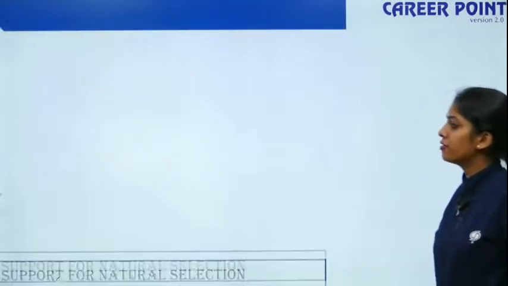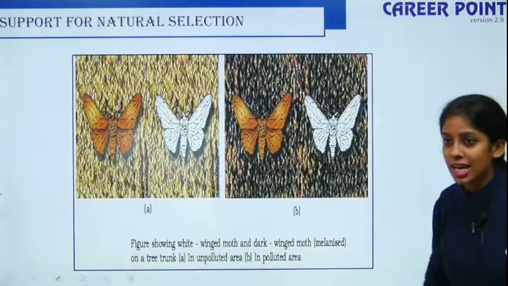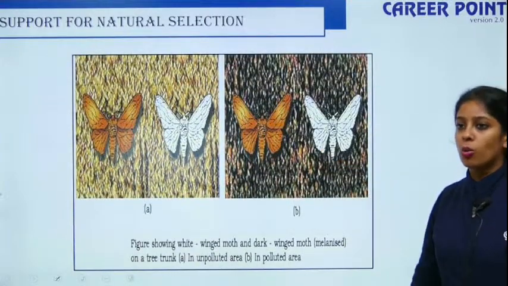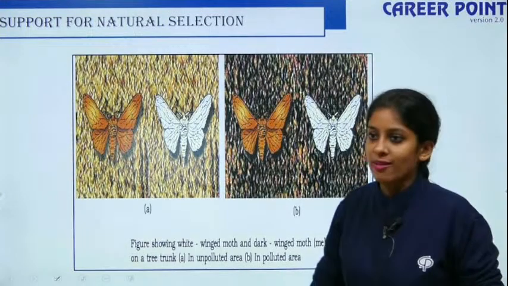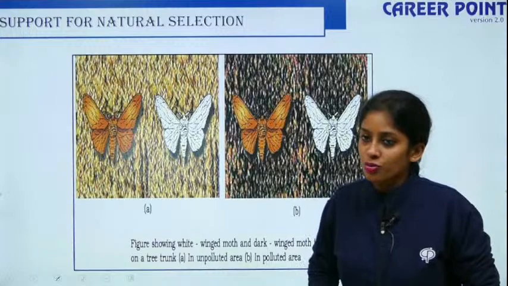Tomorrow I will talk about your support for natural selection, that is the white-winged moth and the brown-winged moth, which we will continue tomorrow. So I will stop here. Lecture 1 of evolution is done.